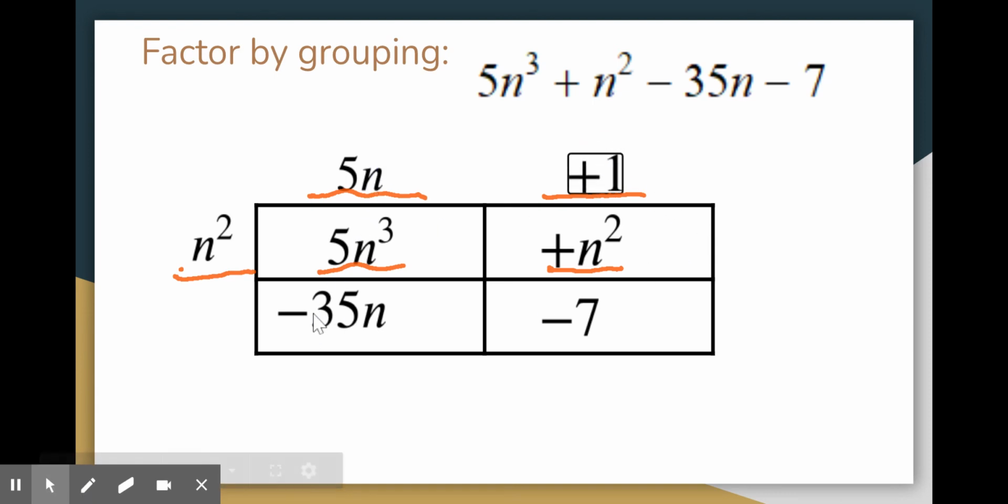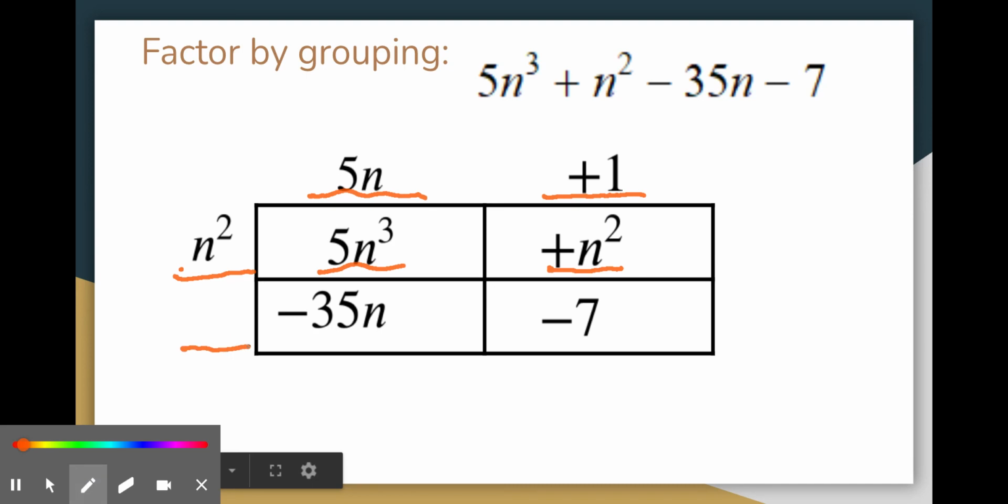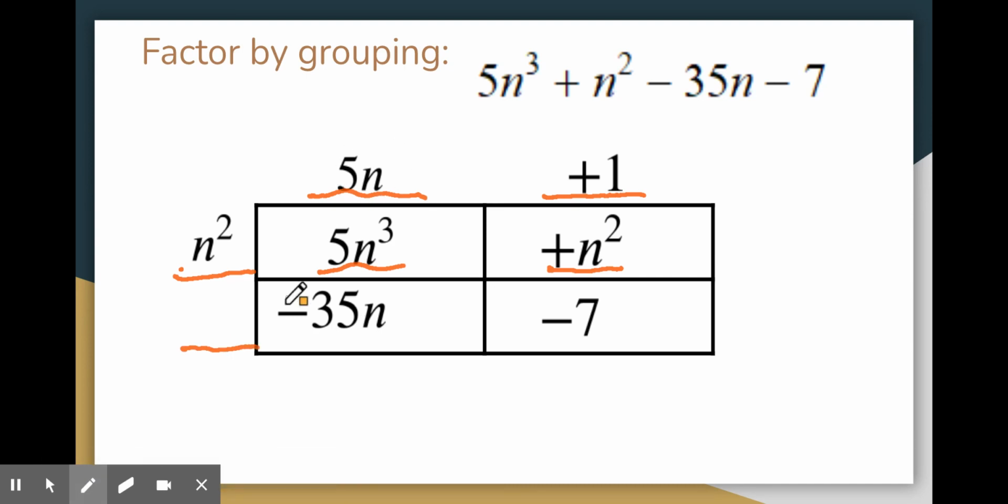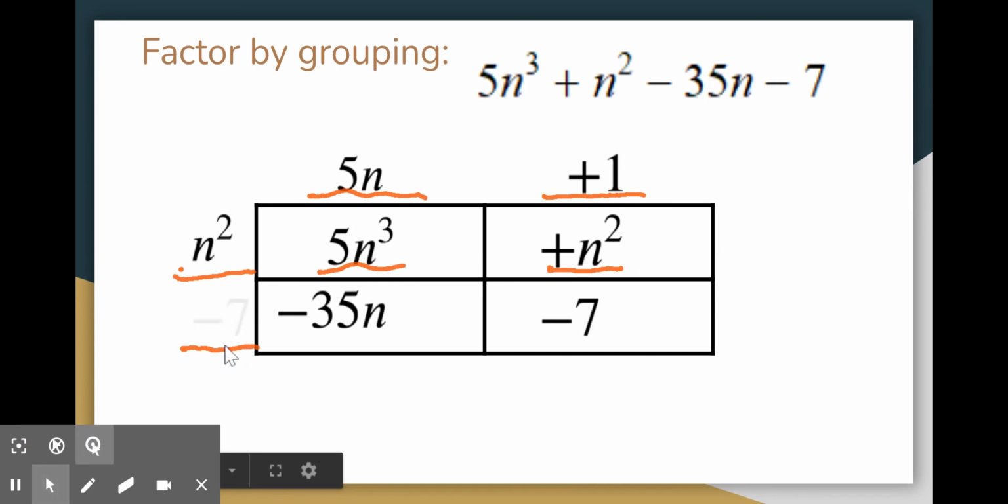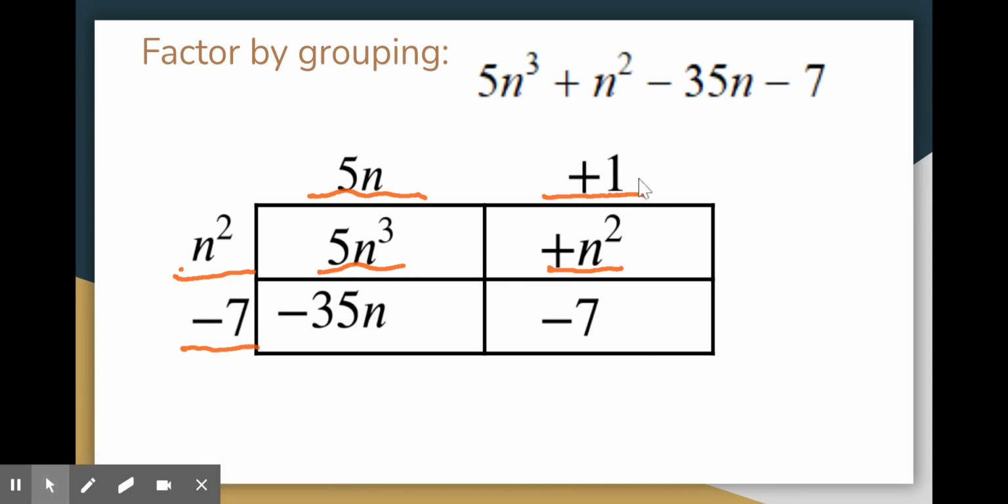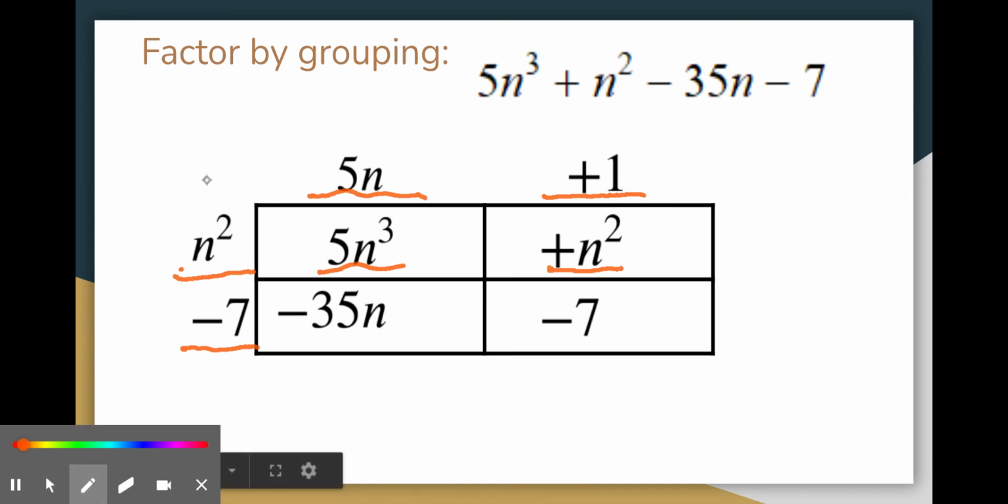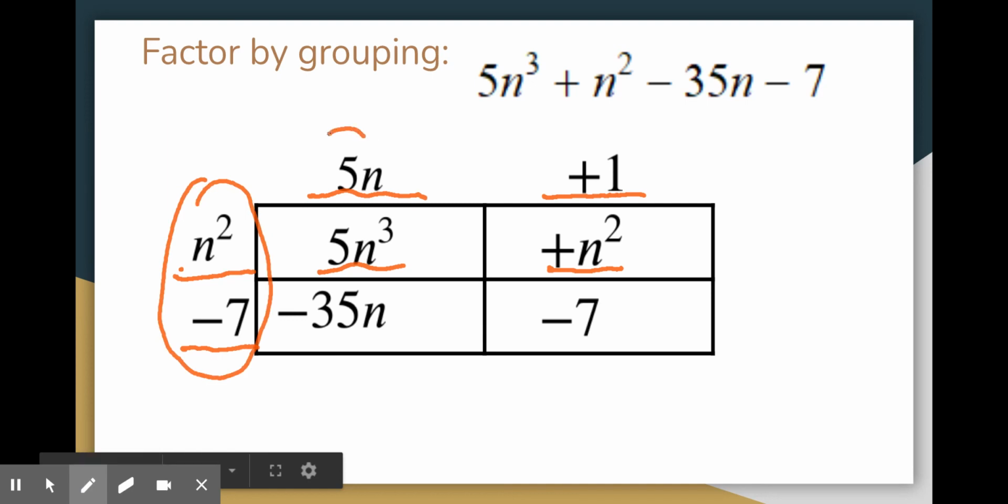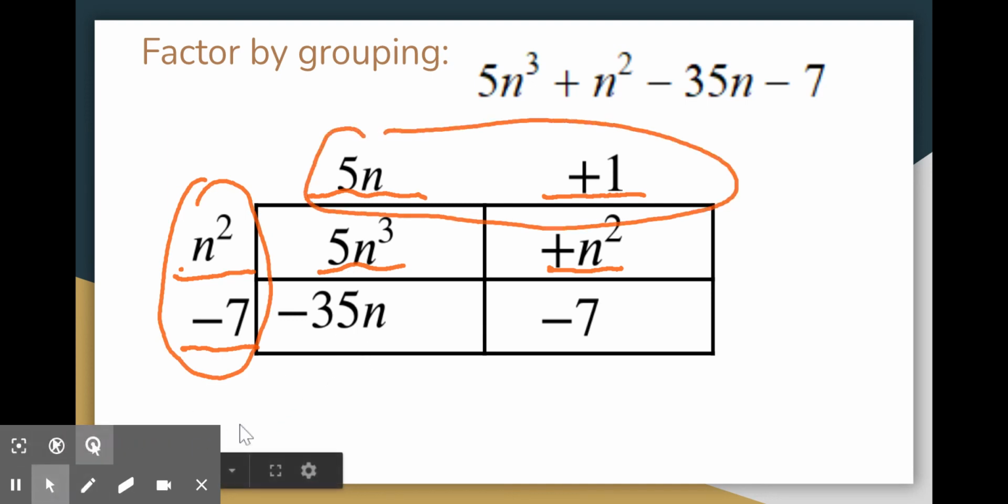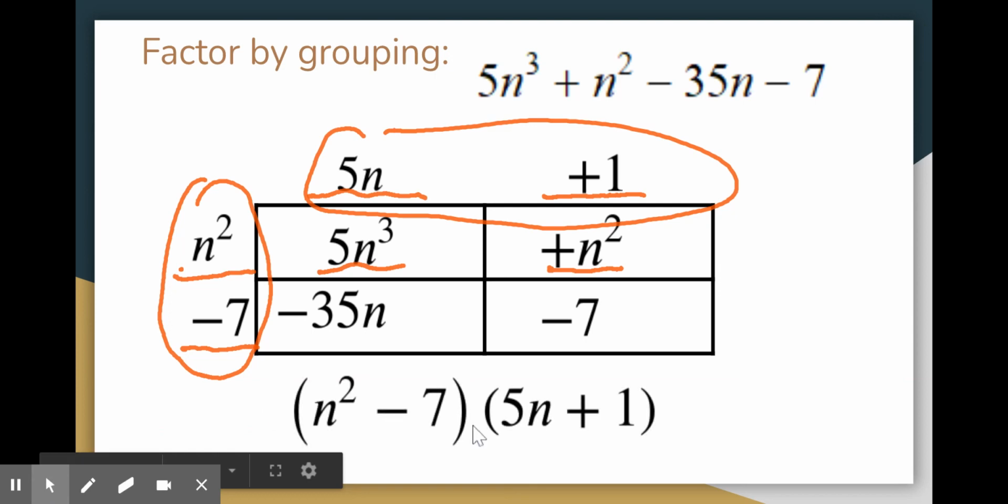Okay, we're moving down here. So what times 5n gives me negative 35n? That is negative 7. And then negative 7 times 1 is negative 7. So these are our factors. So we're going to rewrite it as n squared minus 7 times 5n plus 1.